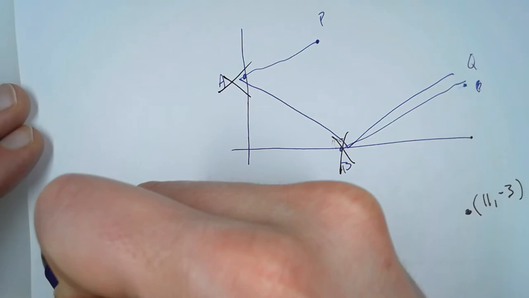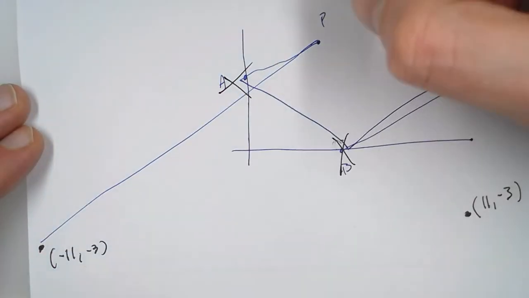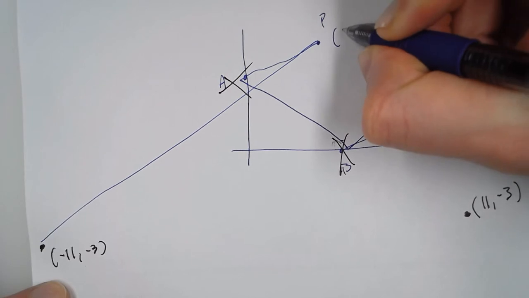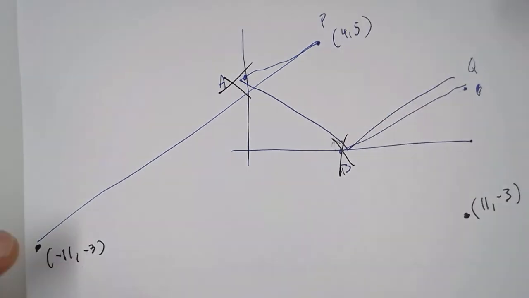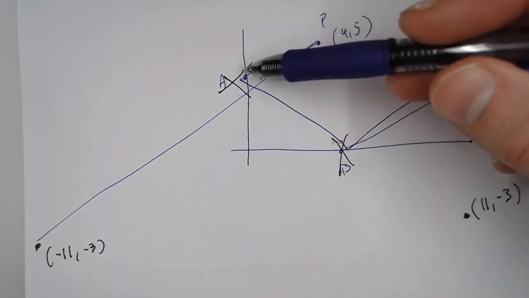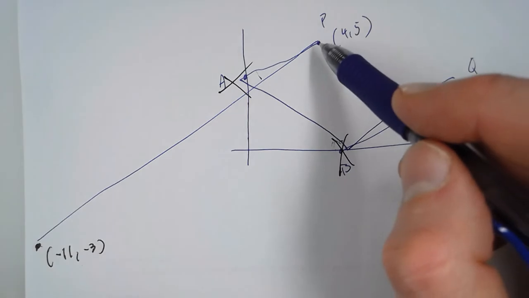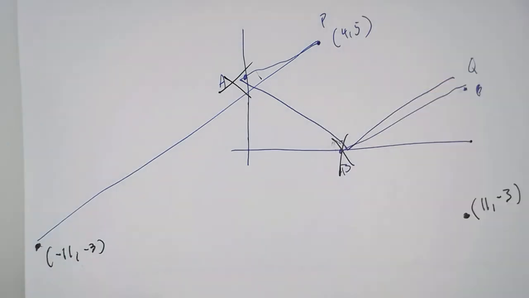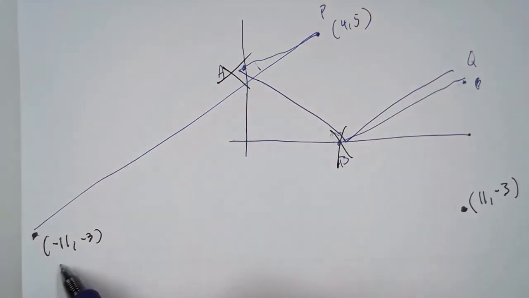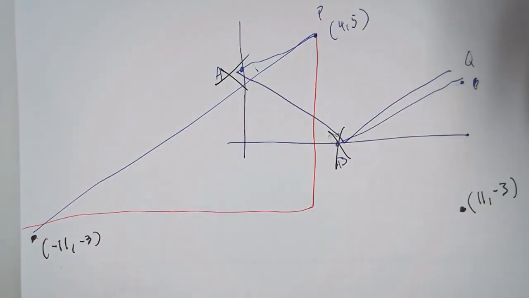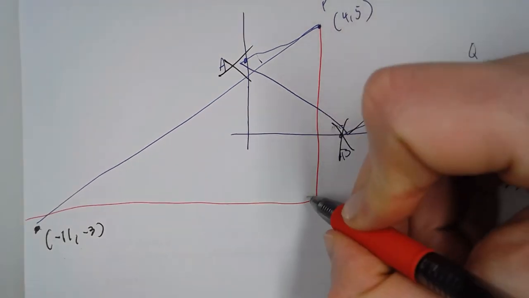And so what we're really asking for is, what is the straight line distance between (-11, -3) and (4, 5)? Because when you bounce off the x and y axis, the length will not change. And that's the shortest distance between 2 points, a straight line. So the distance between any 2 points is really nothing more than just an application of the distance formula, or sorry, of the Pythagorean theorem.